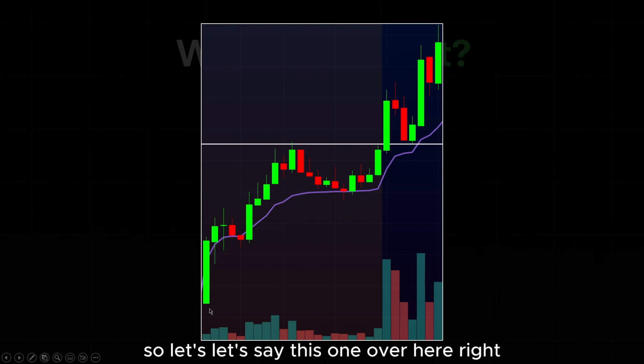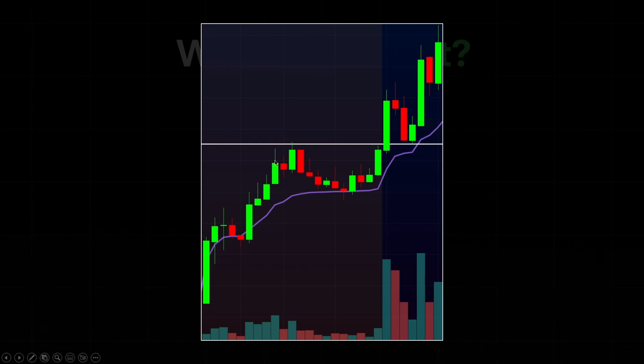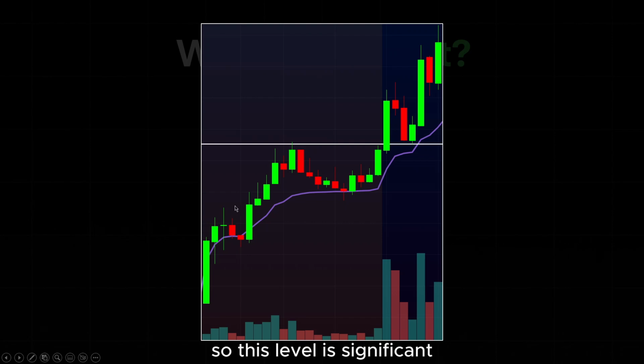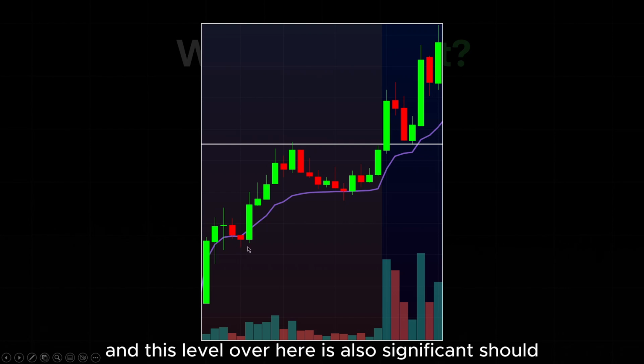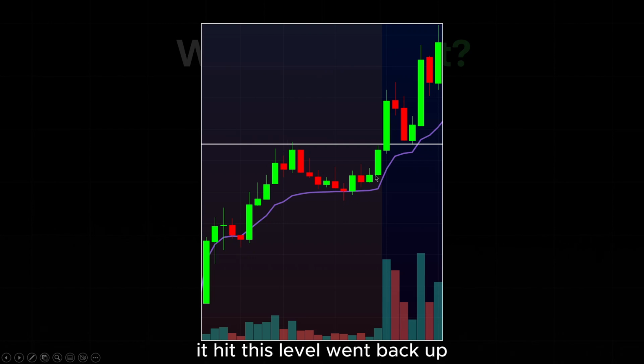Let's say this one over here. The stock went up and hit this level. You see this wick, that's the high, and then it went back down. Then it went back up, and then back down. This level is a significant level. Then it went back down, hit this level over here, and bounced back up. So this level is significant, and this level is also significant. You see what I mean? Then it went back up, hit this level, went back down. It hit this level, went back up.